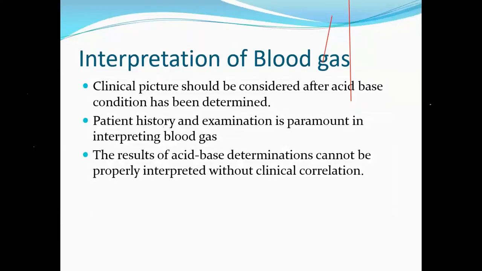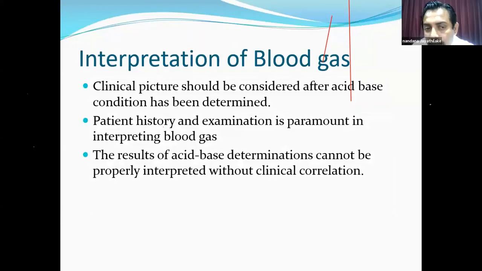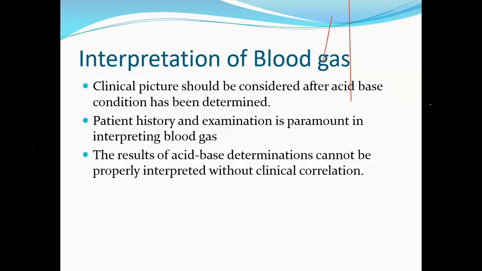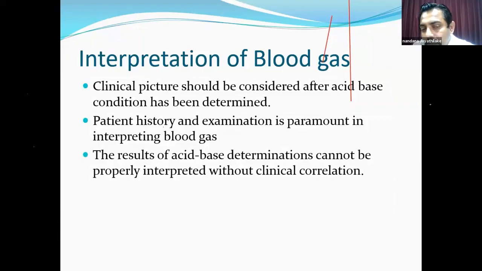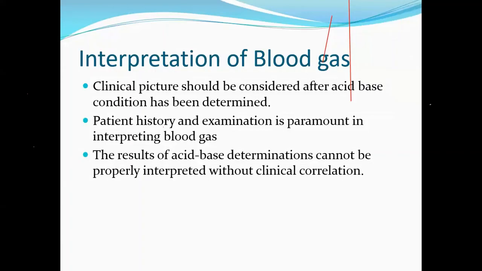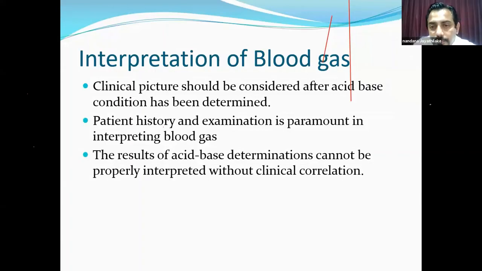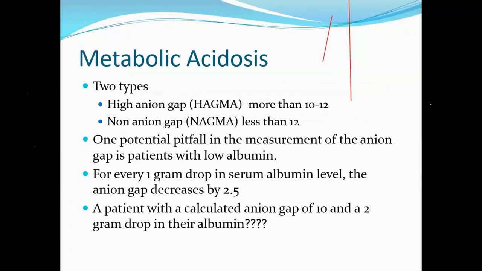Interpretation of the blood gas now. The clinical picture should be considered after the acid-base condition has been determined. So the patient history and examination is paramount in interpreting the blood gas. The result of acid-base determination cannot be properly interpreted without clinical correlation. So these are very basic. There are a lot of shortcuts, but first we'll learn these basics, and in another lecture, another day, I'll teach you the rest.